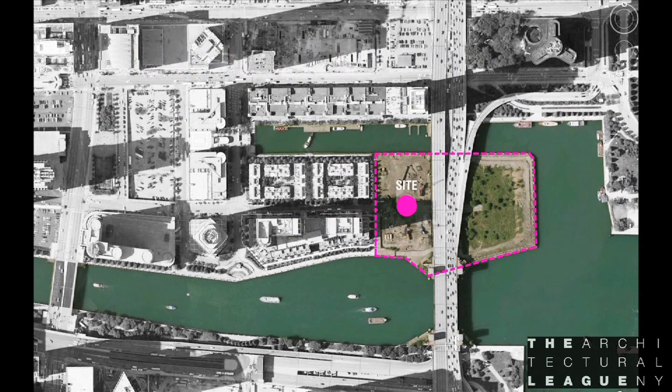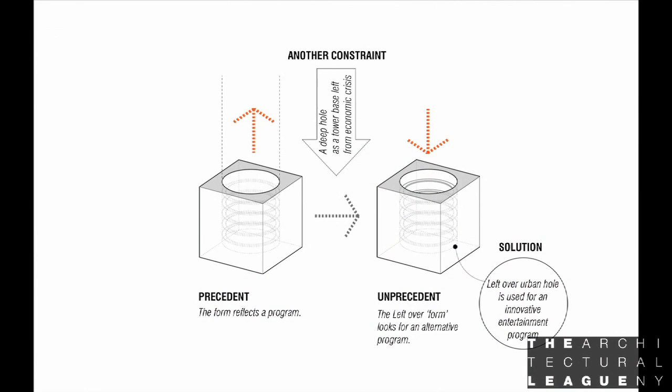The site is surrounded by water, and the Lakeshore Drive is bisecting the construction site and the park. So usually the form reflects a problem or is molded as it gets developed. But in this project, the leftover form in the city looks for an alternative problem. So instead of modifying the foundation hole for a new plan, our proposal is to leave the hole as it was originally planned.